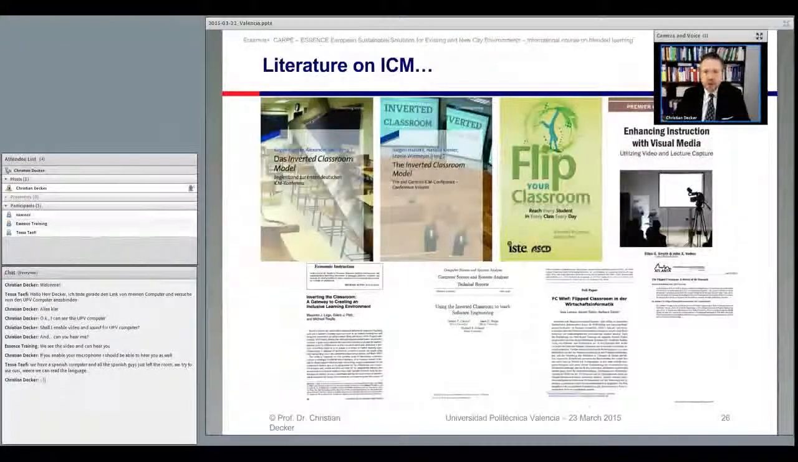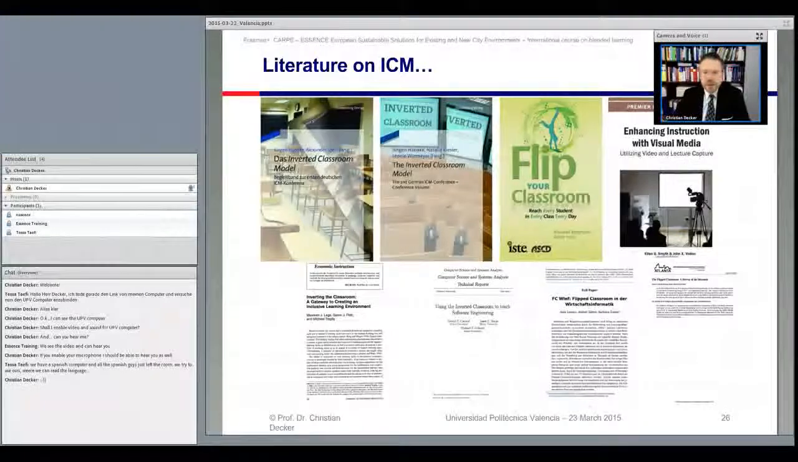So there's literature on ICM. I will just show you some of the literature. Probably some of you have already consumed some of these references here. One of the classical pieces of literature is Flip Your Classroom by Bergmann and Sams, two teachers of chemistry who put this concept into practice in the US while teaching chemistry to high school students.